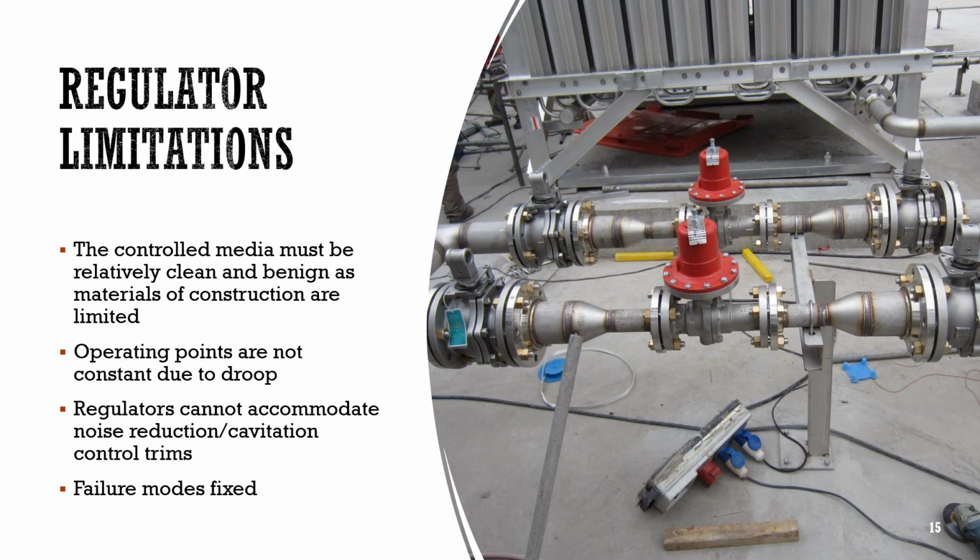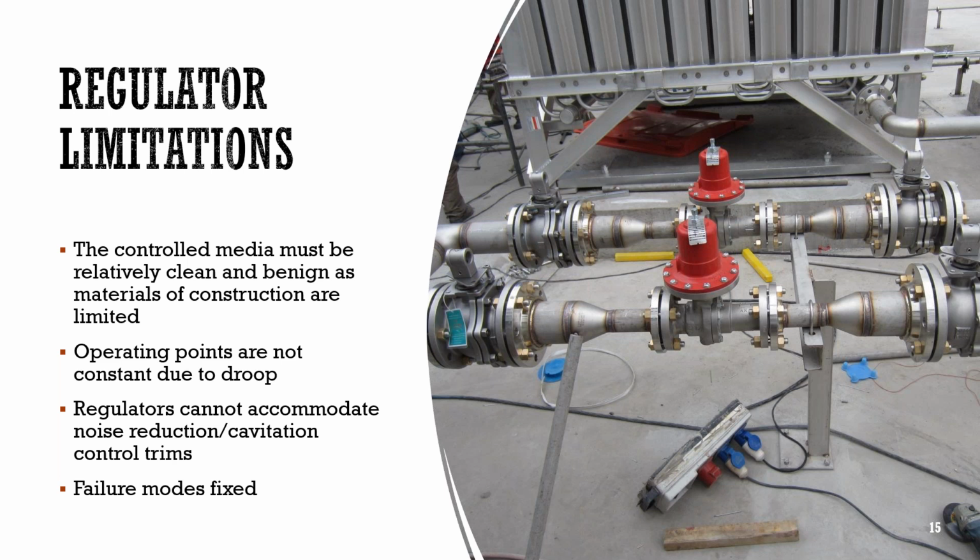Operating points are not constant due to droop, and we'll talk a little bit about droop here in a minute. And droop is the inverse of accuracy, and that's what we're talking about here, generally speaking. Regulators cannot accommodate noise reduction or cavitation control trims, and failure modes are fixed.